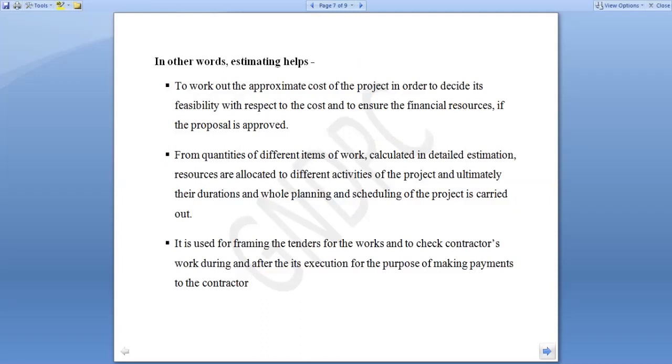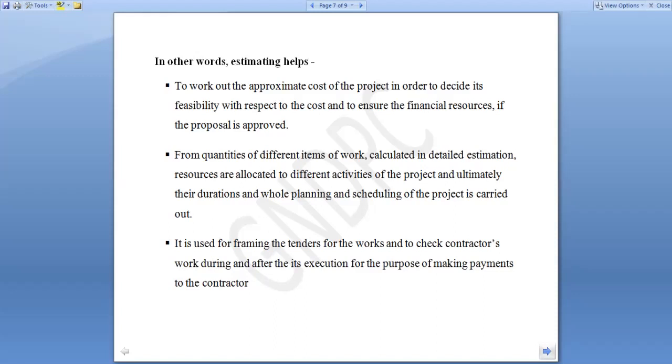Thus, we can say that estimating actually helps to work out the approximate cost of the project. Whenever the proposal is approved, you need to work out the cost so that you can decide the feasibility with respect to the investment involved, and of course ensure the financial resources. The fiscal matter has to be tackled. Then secondly, from the quantities of different items of work, which we generally calculate in detailed estimation, resources are allocated to different activities of the project, and ultimately their durations and the whole planning and scheduling of the project is carried out.